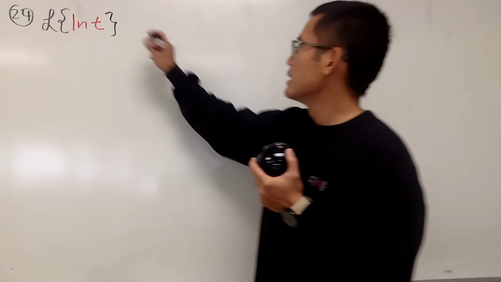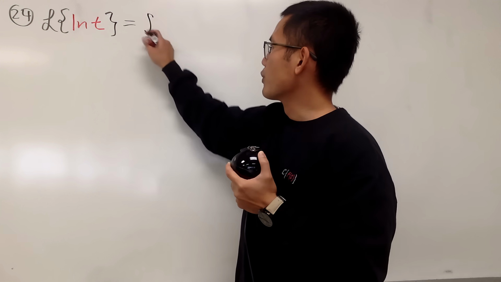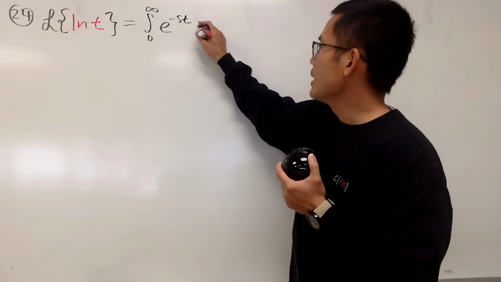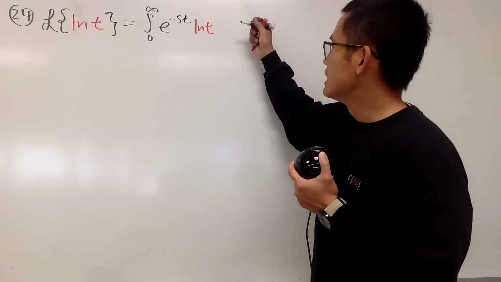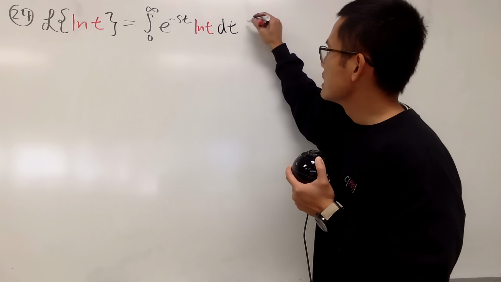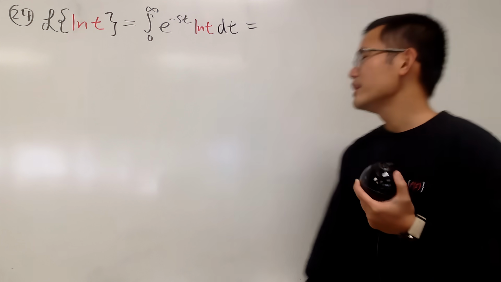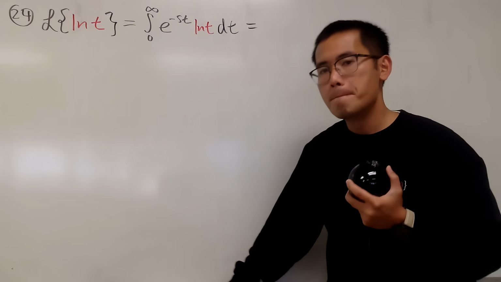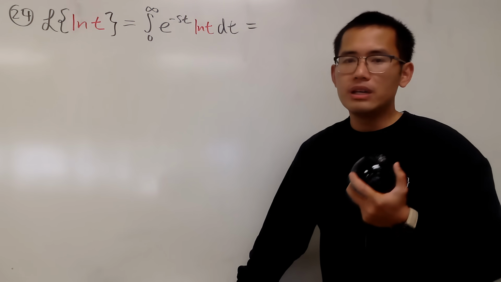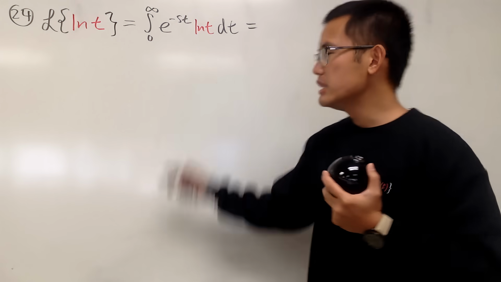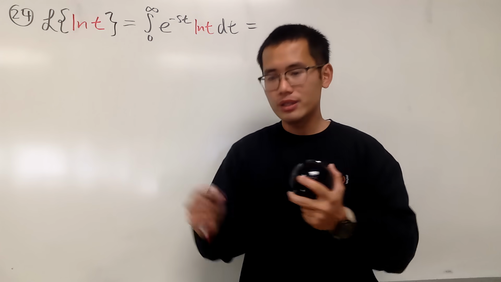Let's have a look. This is going to look like the integral going from 0 to infinity, e to the negative st, and then we have the ln t dt, like that. How can we integrate that? You might do it a few ways. You can do this from scratch with integration like this and work it out.